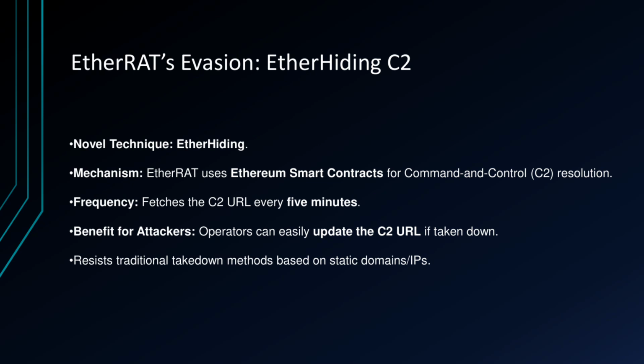Slide 5. This is the core technical innovation, the technique EtherHiding. EtherRAT uses Ethereum Smart Contracts for command and control, C2, treating the contract as a secure, decentralized bulletin board. The malware queries the smart contract to fetch the C2 URL every 5 minutes. This approach allows operators to easily update the C2 URL if it's taken down and effectively resists traditional takedown methods based on static domains and IPs.